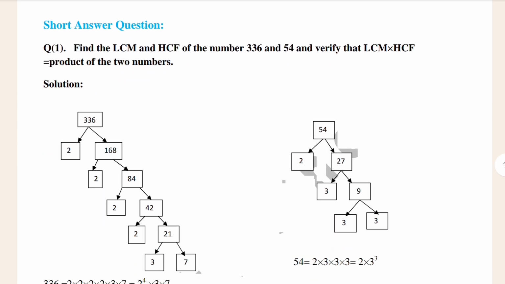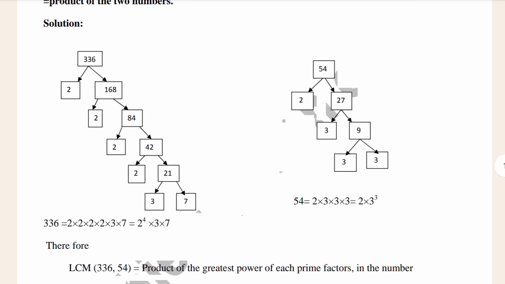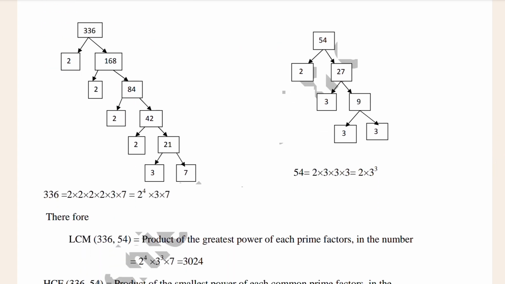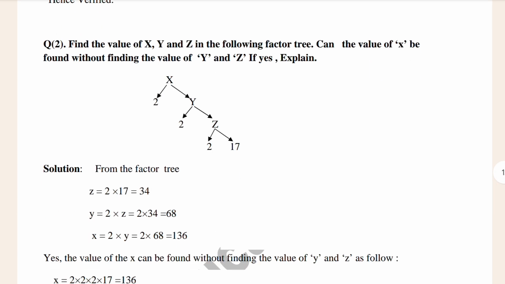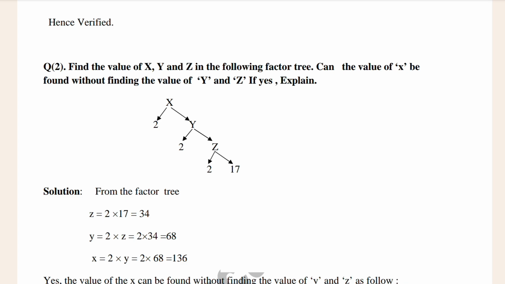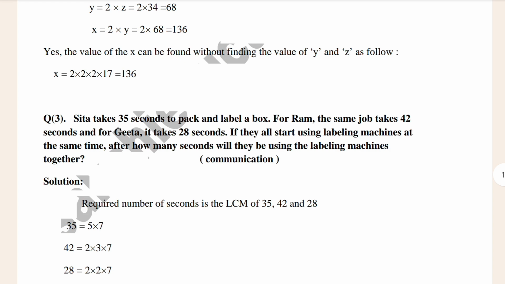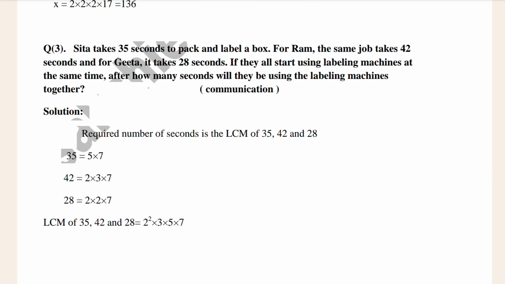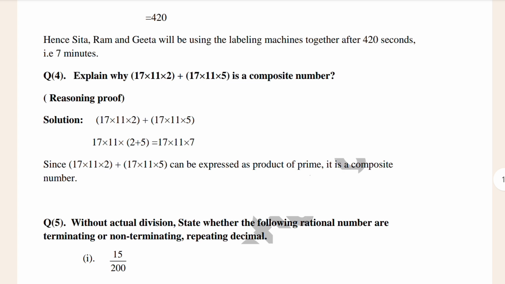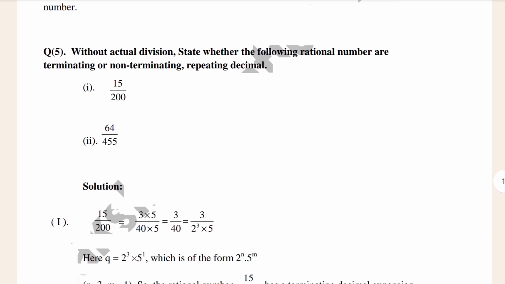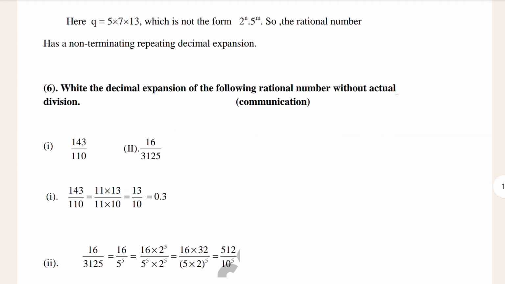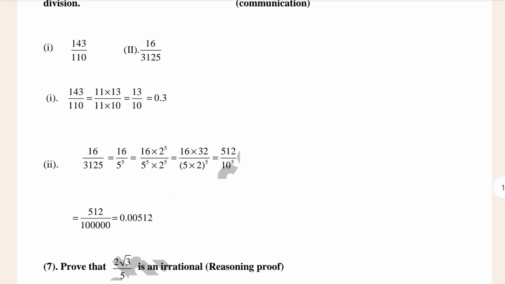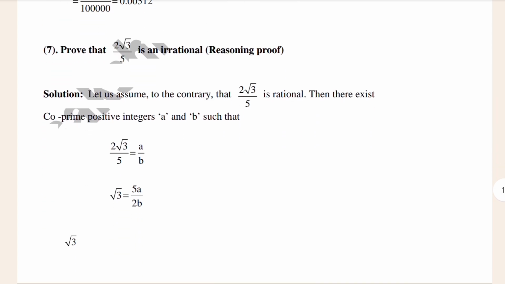So the short question answers are starting from here. Let's see this one. Okay, hence verified. Find the value of x, y and z in the following. Okay, you can see that one. Then the 7th one you can see. Prove that 2 plus 3.